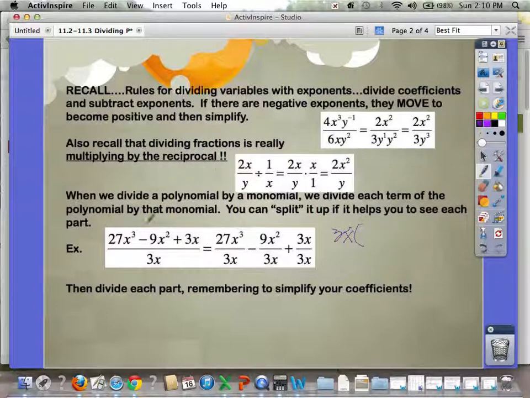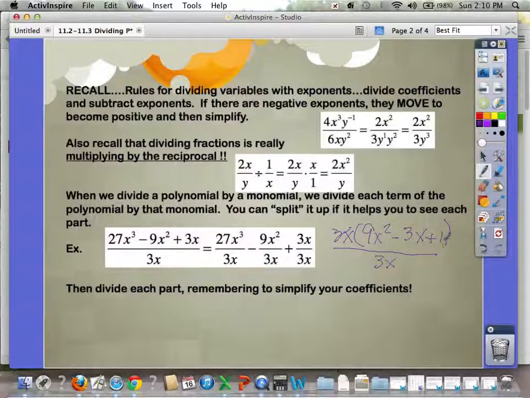And if we take a 3x out of 27x cubed, we're going to be left with 9x squared. All right, if I divide a negative 9x squared by 3x, then that's going to leave me with a negative 3x. Okay, and then when you divide 3x by 3x, it's going to leave you with a 1. All that over 3x. Now you need to always check to see anything that's left in the parentheses once you take things out, if it can be factored.